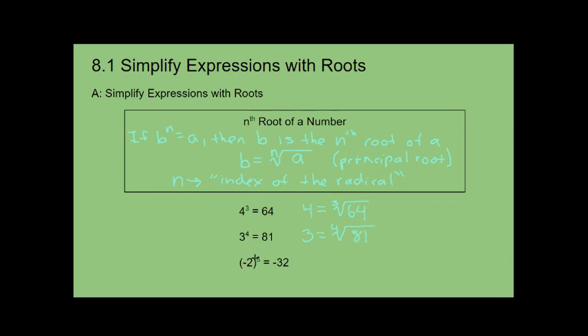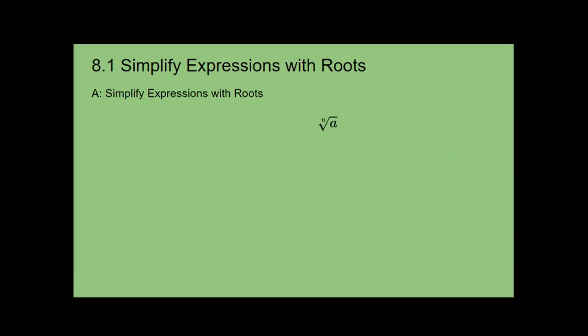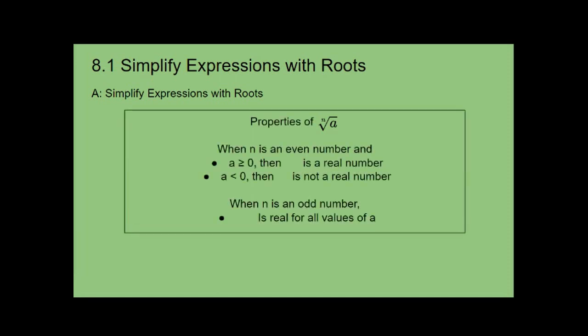Negative 2 to the fifth power is equal to negative 32. So because we have an odd power here, we keep the negative. So negative 2 is equal to the fifth root of negative 32. And always make sure your radical symbol goes over everything that you want inside there. I do take off points if your radical symbol doesn't cover everything that it's supposed to, or if there's something extra that shouldn't be in there. So look over those, make sure you understand that, go back and review it if you need to. So let's look at the properties of the nth root of a.